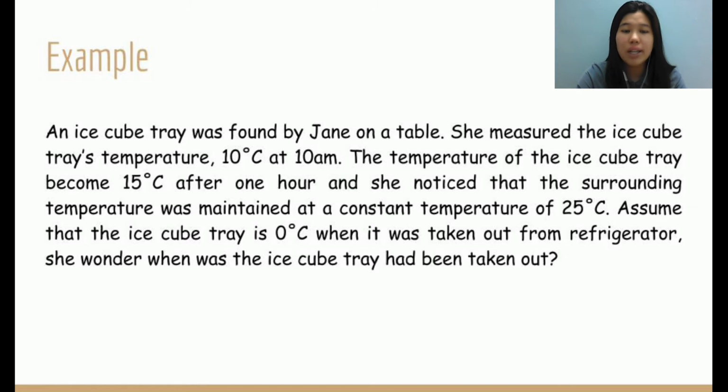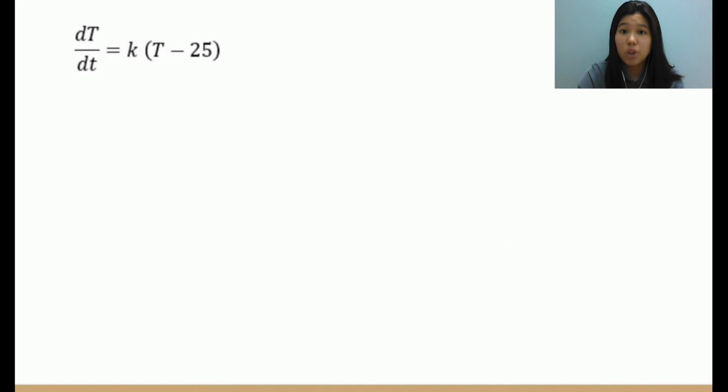Assume that the ice cube tray is 0 degrees Celsius when it was taken out from the refrigerator. She wondered when the ice cube tray had been taken out. Let's assume that capital T equals temperature, lowercase t equals time, and K equals the constant of cooling or heating. According to Newton's law, the time rate of change of temperature is proportional to the temperature difference. The value of K is positive because it is a heating process, meaning the ice cube tray is absorbing heat.